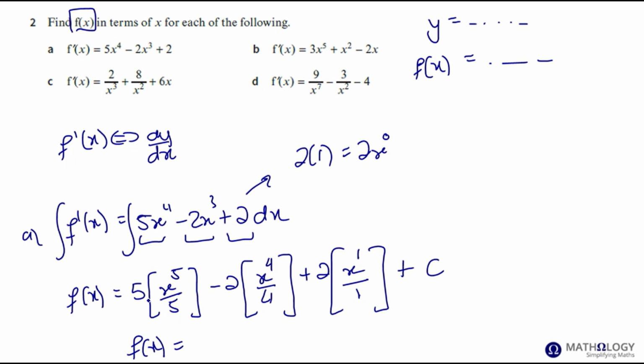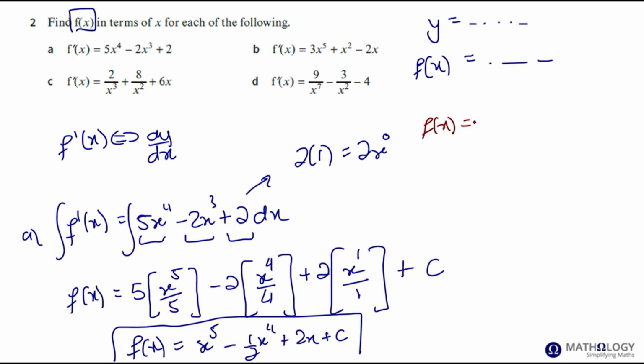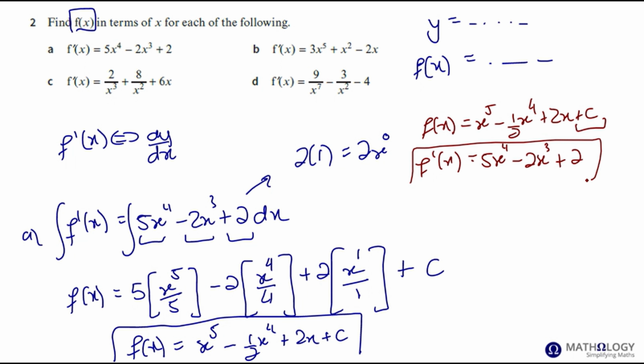So f of x equals 5 divided by 5 times x to the 5. We have x to the 5 minus 2 divided by 4, so it's minus a half x to the 4, plus 2x plus c. Now we're going to check this by differentiating f of x. So f prime x equals 5x to the 4 minus 4 times a half is 2, that's 2x cubed plus 2, and the derivative of a constant is 0. And this is the expression that we have.